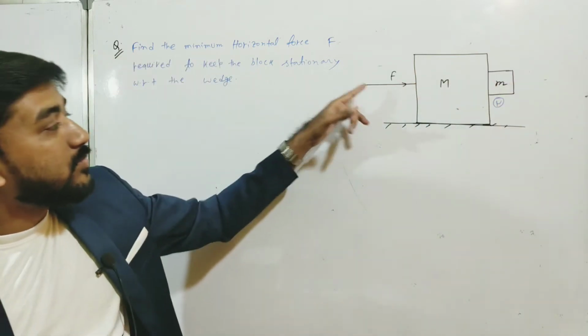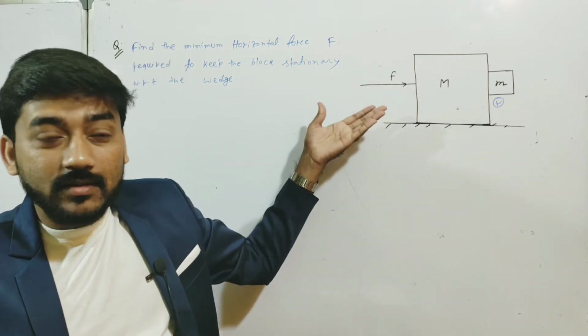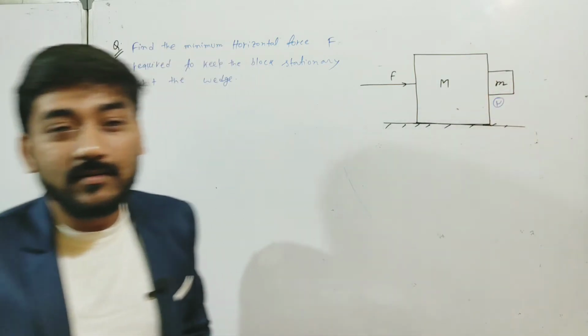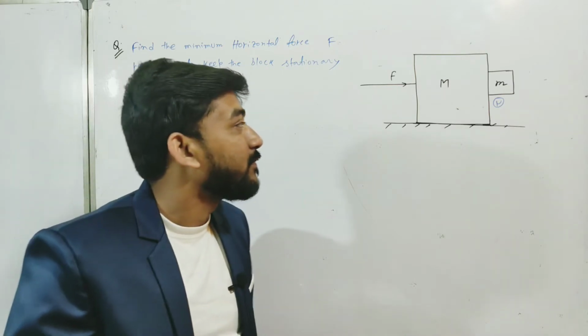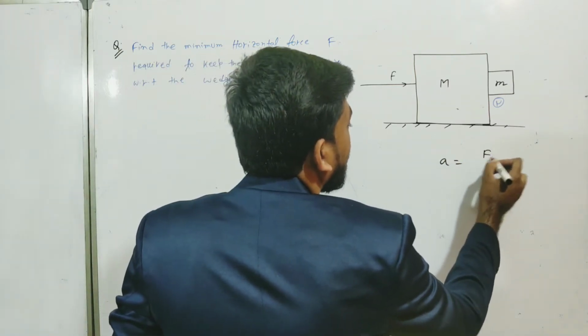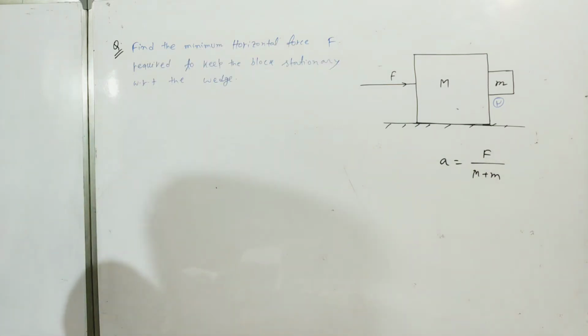So we have to give this force in such an amount that small m does not have any vertical acceleration, and capital M and small m will be moving together. So what will be the acceleration in that case? Acceleration will obviously be F divided by capital M plus small m, which is nothing but the force divided by total mass.